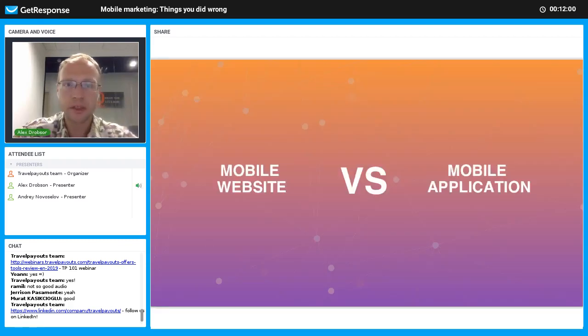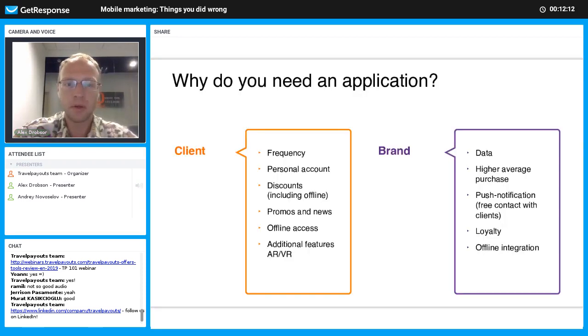Now, let's get to the comparison. We will quickly check what's inside a mobile website and what's in a mobile application, and why you need them. So, if we speak about the application, from the client's point of view, this is frequency. It is easier once the application is downloaded. It is easier to open it and search for the needed information than opening a mobile website.